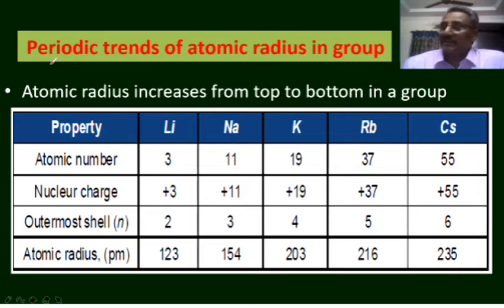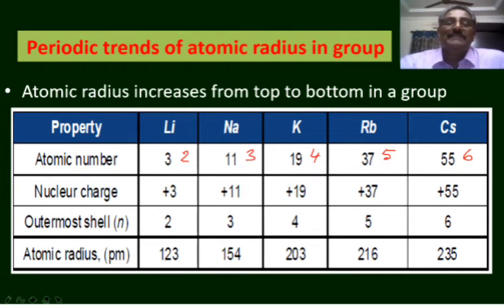Next, periodic trends of atomic radii in a group. We know that in a group, as we move from top to bottom, one extra shell is being added. For example, in the first group, the elements are lithium, sodium, potassium, rubidium, cesium. For lithium, the second shell is the valence shell. For sodium, the third shell is the valence shell. For potassium, the fourth shell. For rubidium, the fifth shell. For cesium, the sixth shell is the valence shell.